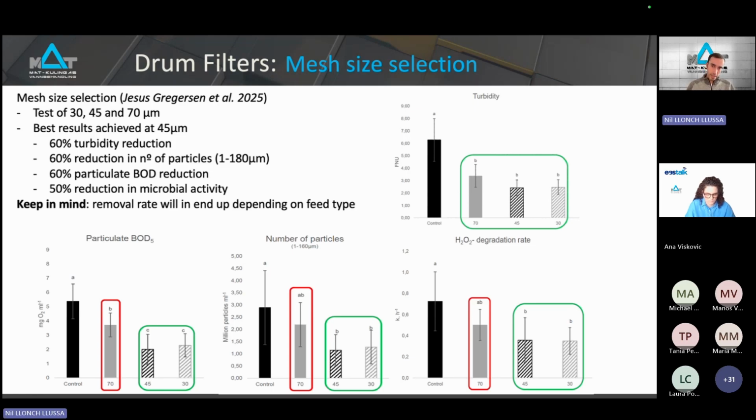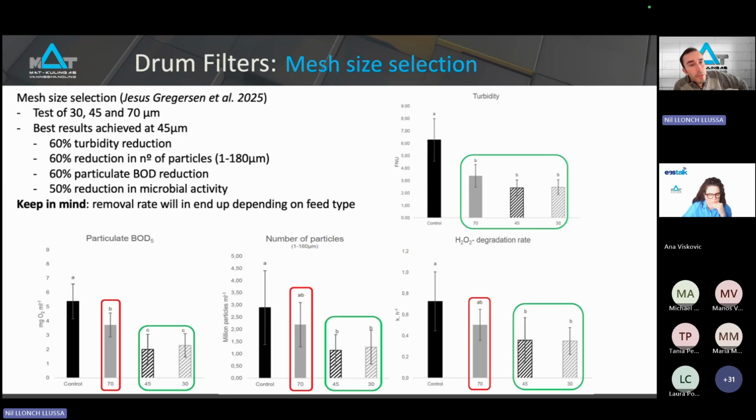According to his results, which I have highlighted in this slide, the best results were achieved comparable to the smallest mesh, at 45 microns. So 45 and 30 microns, as you can see in the different plots, presented similar results, and the best results. Only turbidity was not significantly different to the biggest mesh, 70 microns. However, it was still a better result with the smaller mesh.